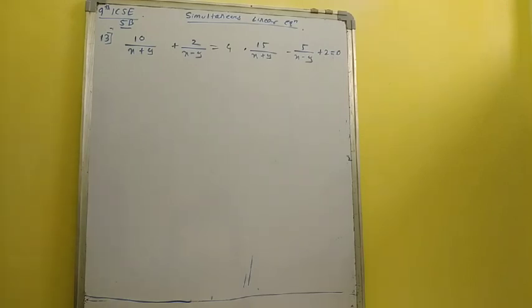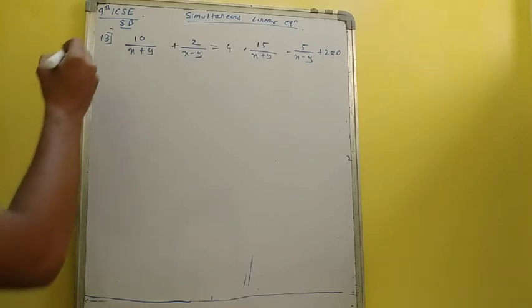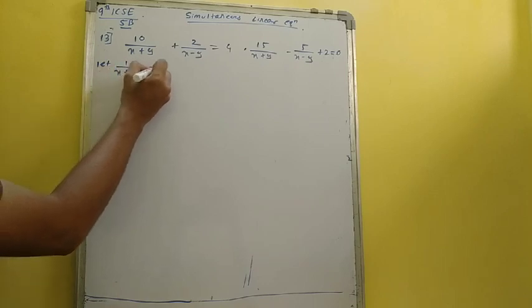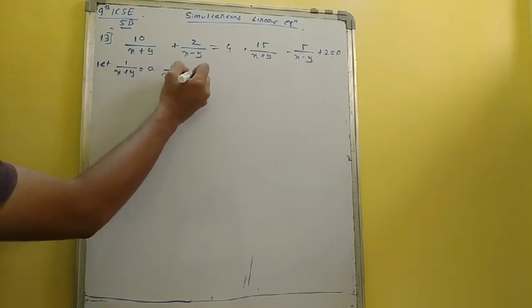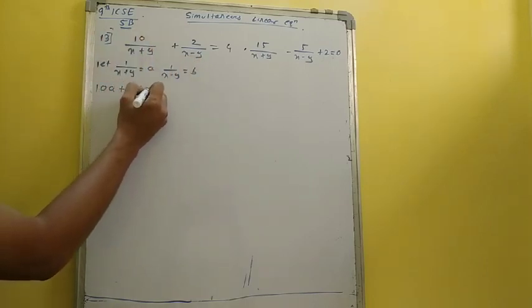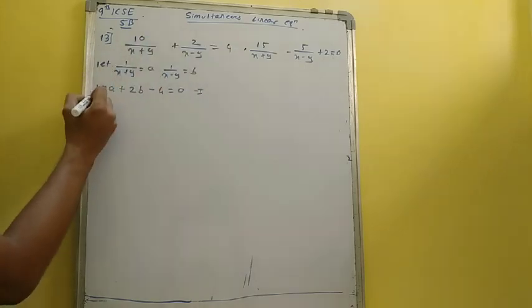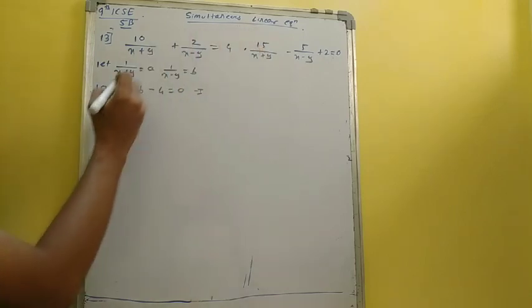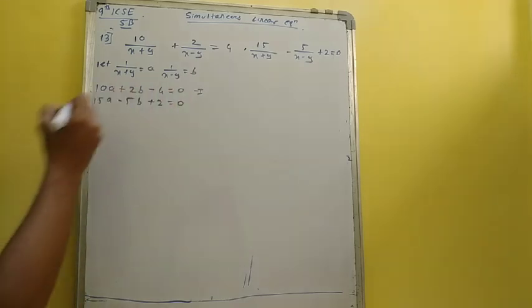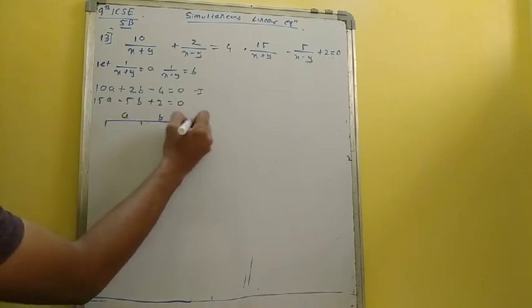Okay, in the 13th question, again we have variables but x plus y and in form of x minus y. So I will take let 1 upon x plus y is equal to a and 1 upon x minus y is equal to b. So I will have 10a plus 2b plus 4 will come this side and become minus 4. This was my first equation. And 15a minus 5b plus 2 is equal to 0. So first a, then b, then constant.